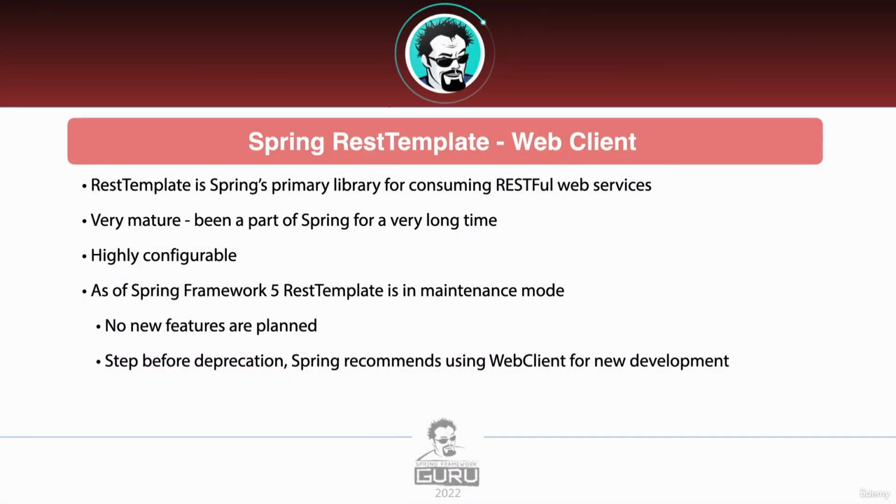Now, Spring REST template. This is a web client. This is the primary library for a long time for consuming RESTful web services. It's very mature. It's been part of Spring for a very long time. It's very configurable. So right now, this is in maintenance mode. There are no new features, so this is kind of like a step before deprecation. At this point in time, Spring recommends using web client for new development, but if you are using this or if you wish to use it, I don't think that's going to be a problem.